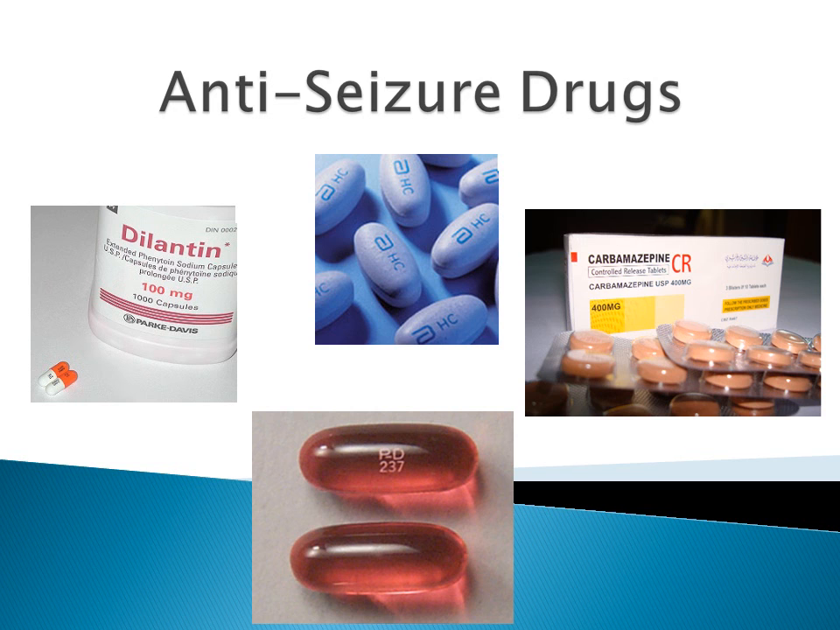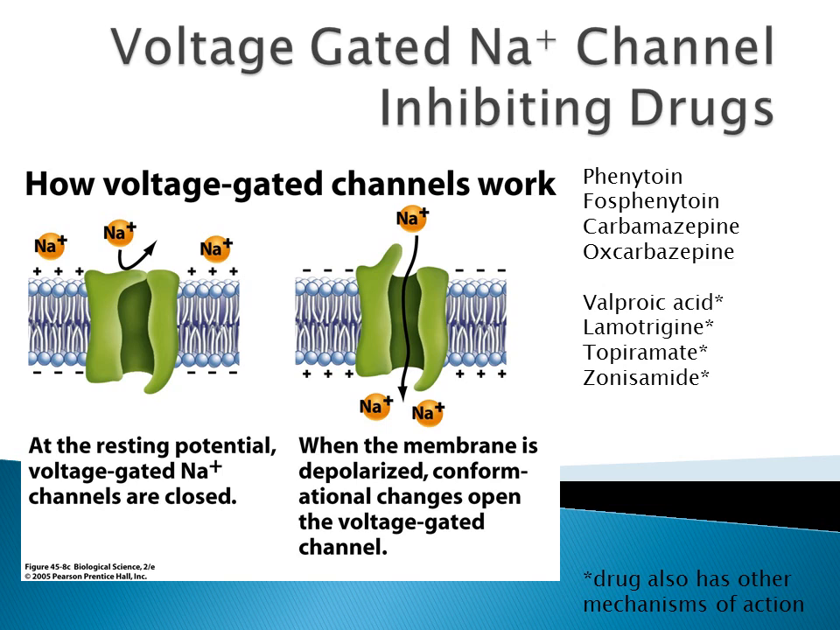Now I'm going to talk about anti-seizure medications used to control epilepsy mainly. So now I'm going to talk about voltage-gated sodium channel inhibiting drugs. Carly already went over how they work by blocking the sodium channel. The main drugs in this class are phenytoin, fosphenytoin, carbamazepine, oxcarbazepine, valproic acid, lamotrigine, topiramate, and zonisamide.